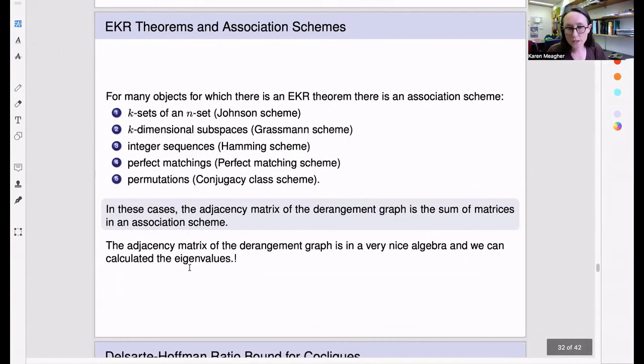In lots of cases, when we have an EKR theorem, the association scheme is something we know really well. When we're looking at k-sets of an n-set, it's the Johnson scheme. For k-dimensional subspaces, we're looking at the Grassmann scheme. And for the case of the permutations, what we're holding on to is the conjugacy class scheme. And in these cases, the adjacency matrix of the derangement graph is going to be a sum of matrices in our association scheme.